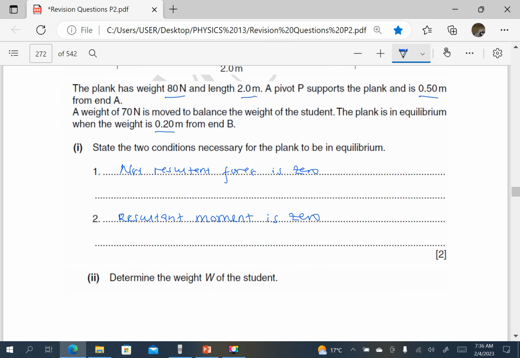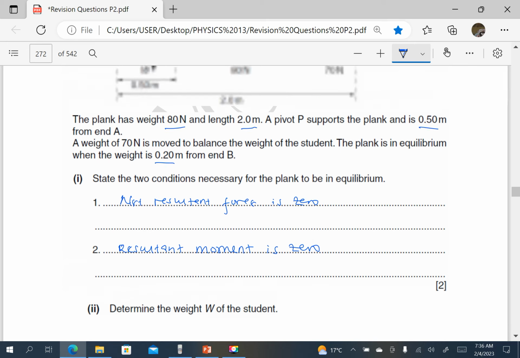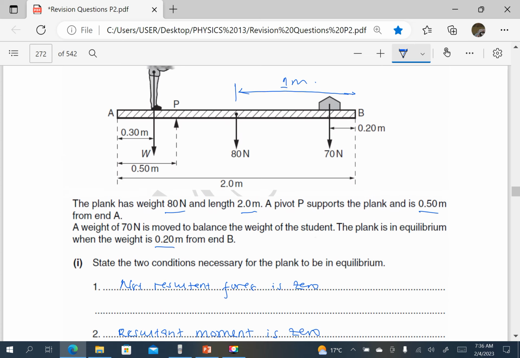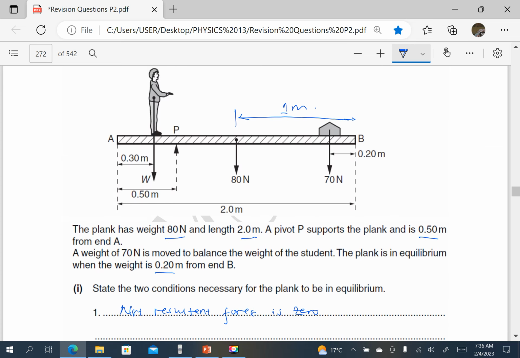Determine the weight W of the student. So let's determine the weight of the student. We can take moments about P. So the student, if P is the fixed point, is causing an anticlockwise moment about P.